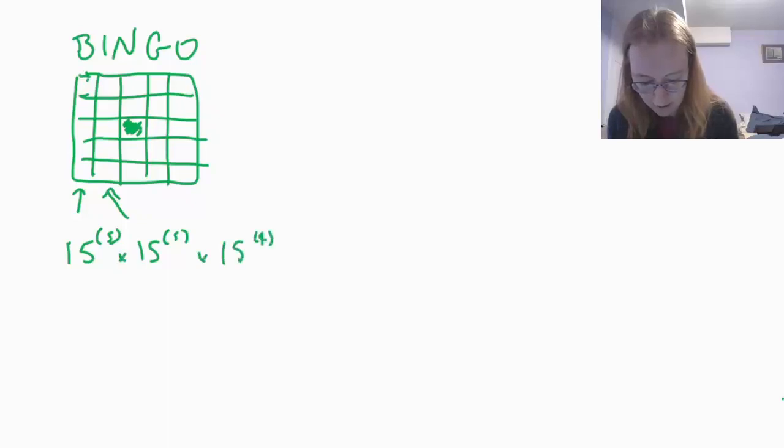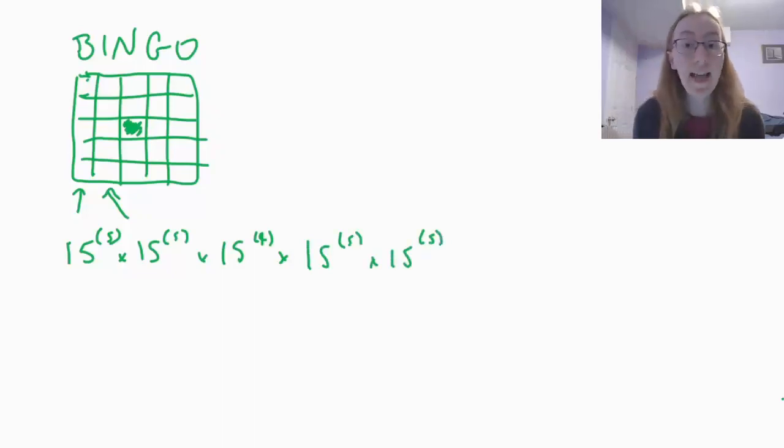That's a 4 there, sorry. G will be 15 to 5 factors, and O will be 15 to 5 factors. So that's how many possible bingo cards there are. Holy moly, that's a lot of bingo cards.